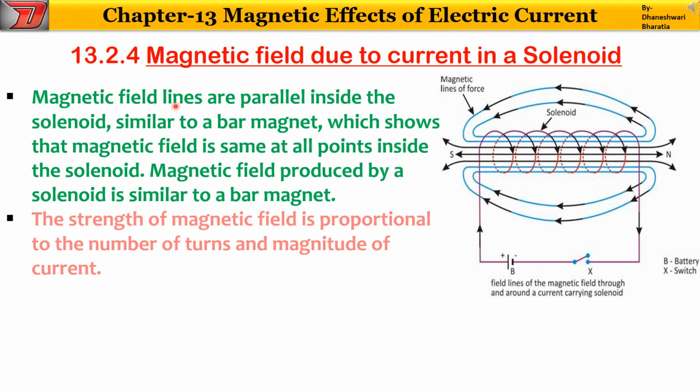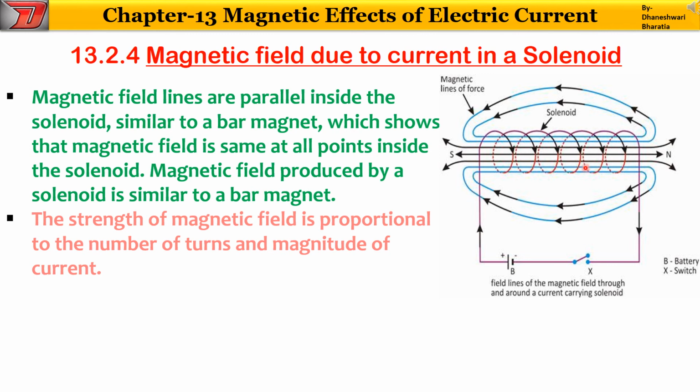So magnetic field lines are parallel inside the solenoid, similar to a bar magnet, which shows that the magnetic field is the same at all points inside the solenoid. अगर सोलेनोइड के अंदर की हम बात करें तो उसमें मैग्नेटिक फील्ड will be the same at all the points. Why? Because this is parallel to each other. Magnetic field produced by a solenoid is similar to the bar magnet. Please remember this because it will help you to write or plot or describe the activity in your own words also.